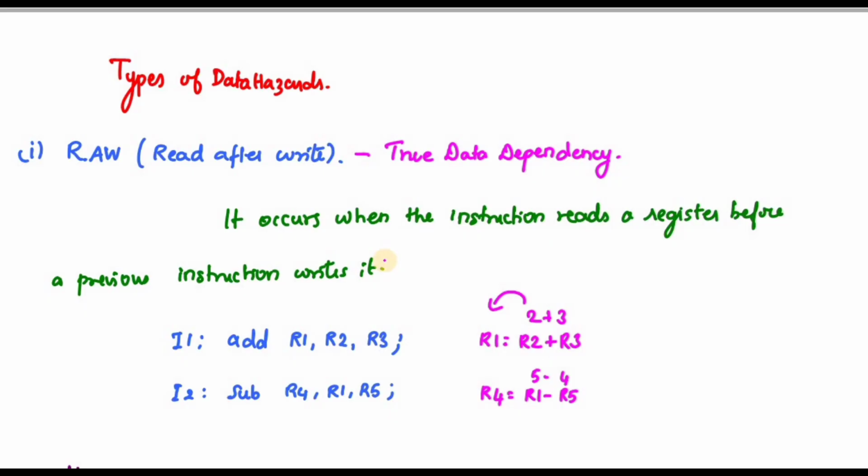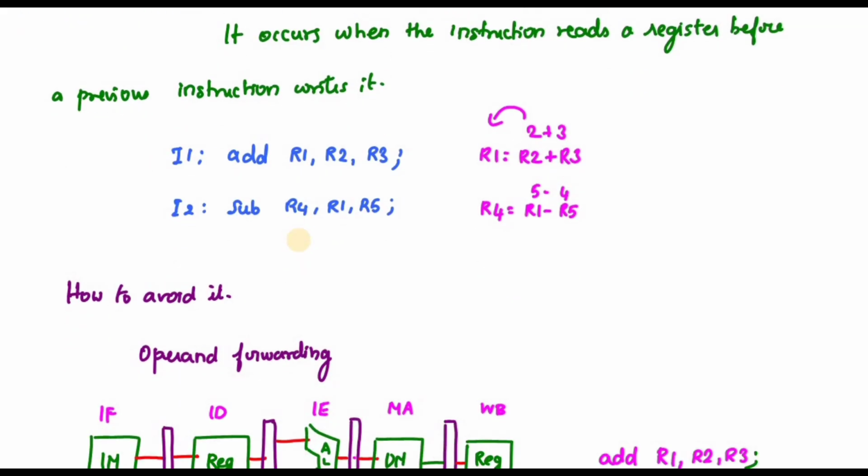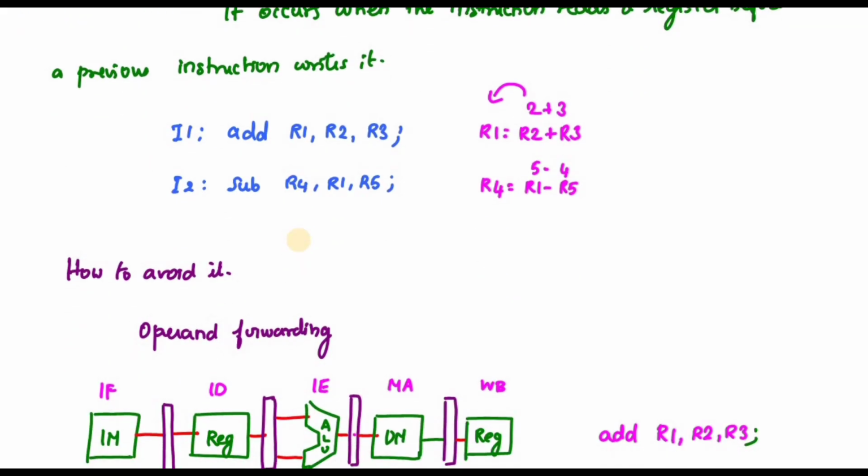So it will occur when instruction 2 tries to read the data from register R1 before the previous instruction writes the data into R1. So how to avoid it? With the help of operand forwarding, we can avoid it.